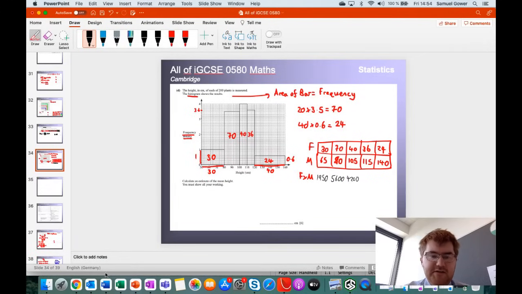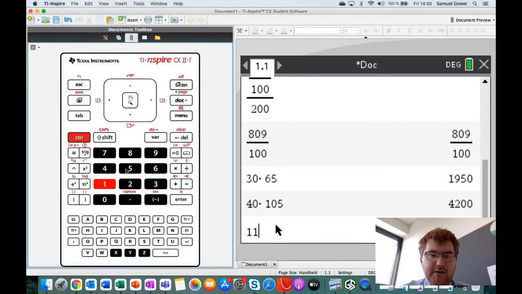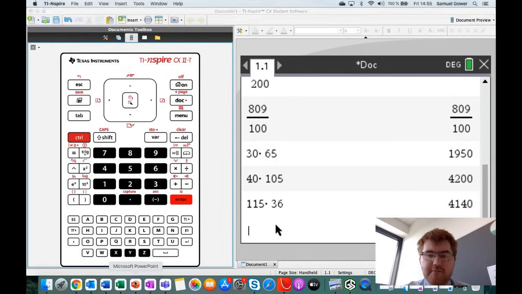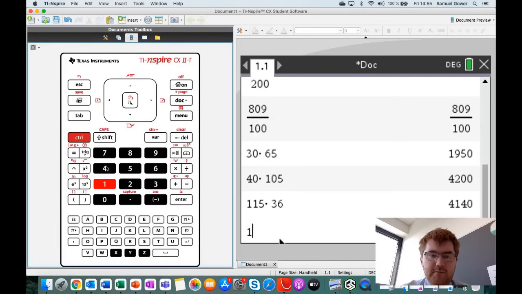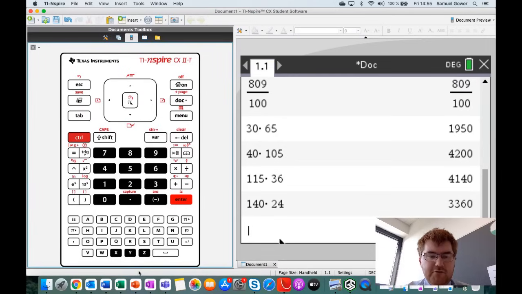And 115 times 36. Again, we need big questions. You just need to be really, really accurate and just take your time. 4,140. And then 140 times 24 is equal to 3,360. So let's pop that in.